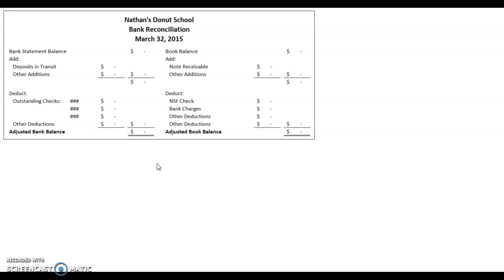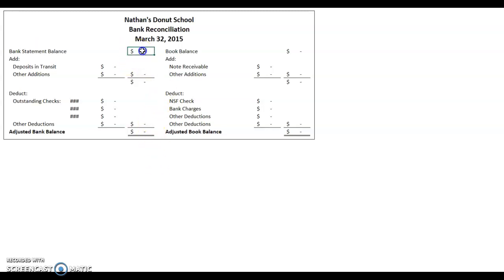So we are going to gather certain information together. And based on that information, we're going to prepare a bank reconciliation. We're going to have a bank statement from the bank, and we are going to have our ledger listing for our cash account that will help us figure out what the differences are between our bank statement and our ledger.